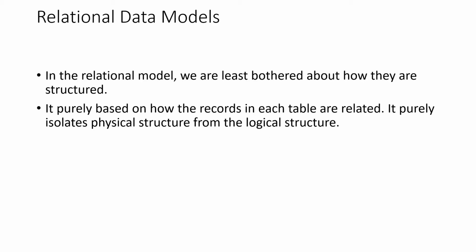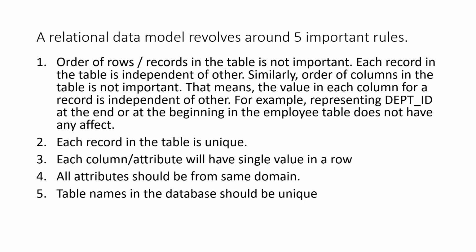In the relational model, we are least bothered about how they are structured. It is purely based on how the records in each table are related. It purely isolates the physical structure from the logical structure. A relational model revolves around five important rules.